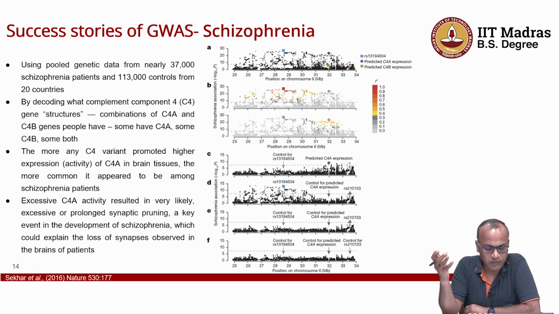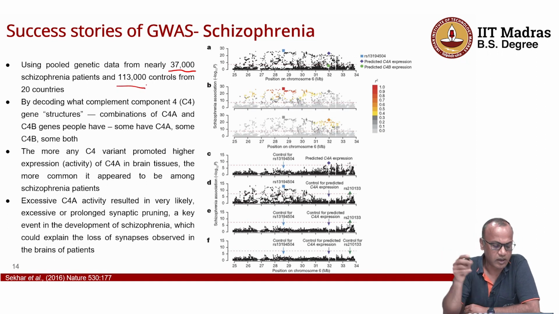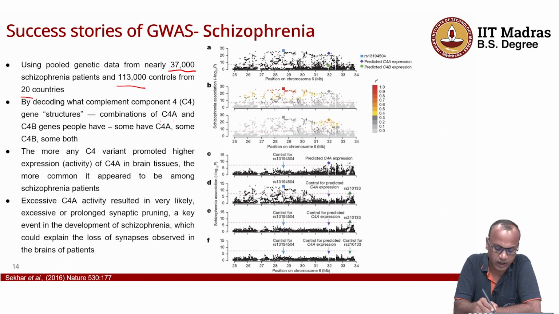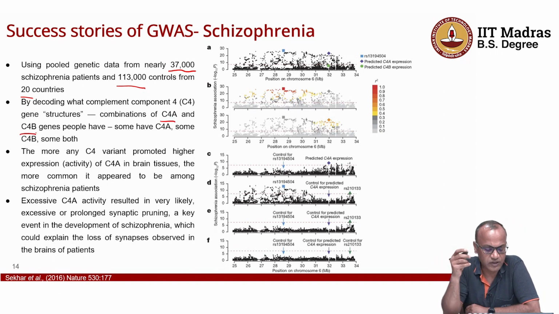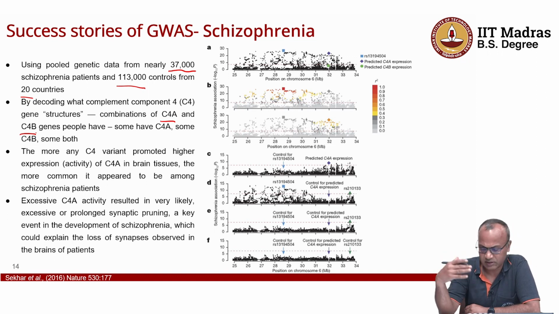So, when pooled genetic data from 37,000 schizophrenic patients was compared with almost thrice the number of controls across 20 countries, what was identified was that there was a particular combination of genes, C4A and C4B genes, which were shown to be associated with the disease. And this is a figure which shows how the mapping of C4A and C4B was done. I won't go into details. This is something that we would probably cover in some other course that will be floated later on.